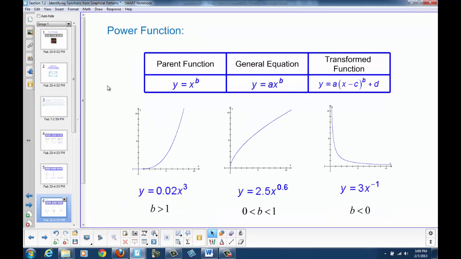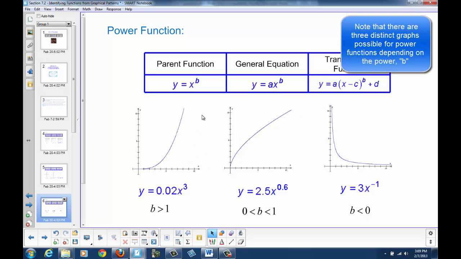Our next set of functions are the power functions. Here the basic equation is y equals x to the b. Our general equation would allow some dilations. And finally, our transformed function allows both dilations and vertical and horizontal translations.